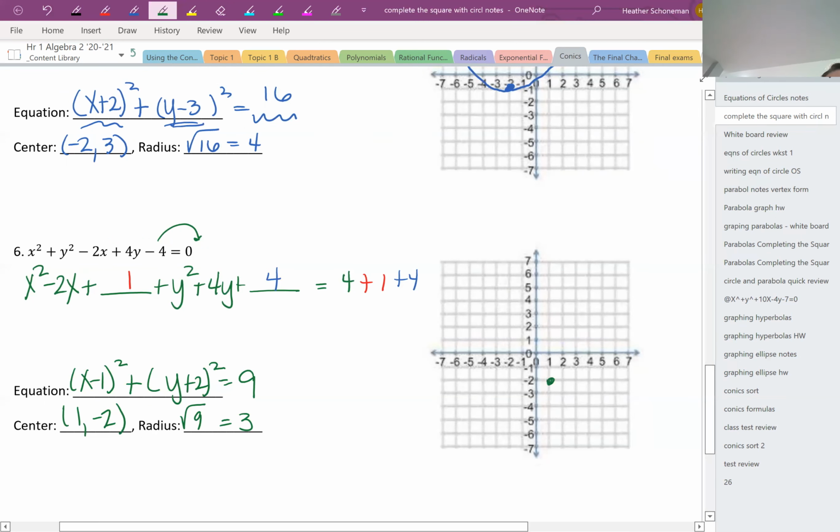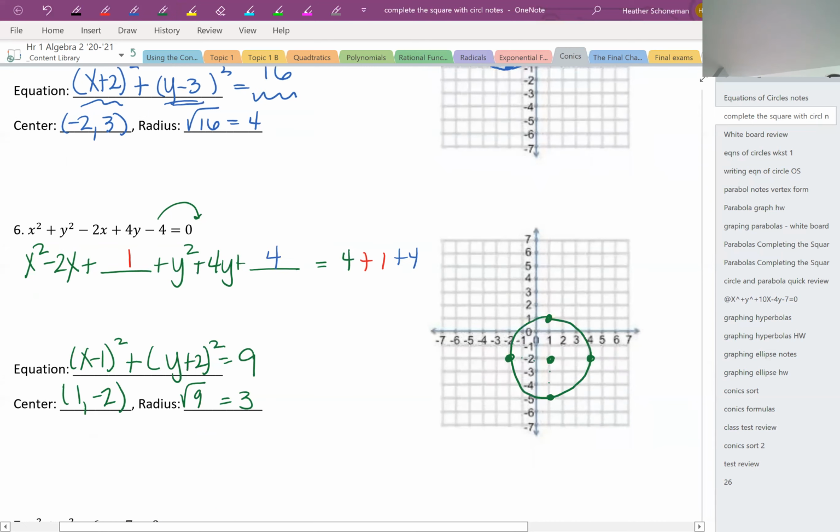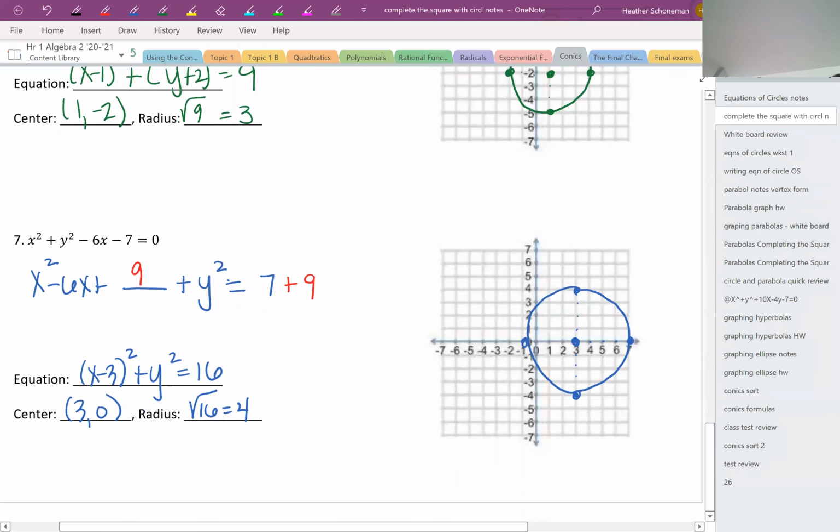So this is 1, negative 2. And then we go 3 in each direction. And there's our circle. So if you want to try one on your own, you can pause the video and then come back and take a look at the answer for number 7. Okay, here's our answer for number 7.